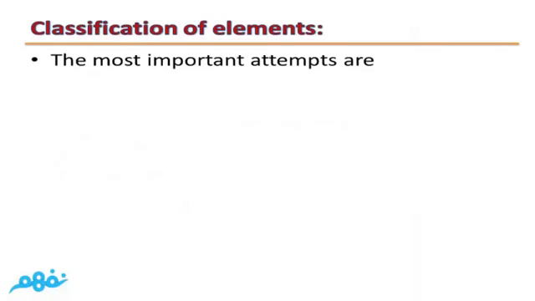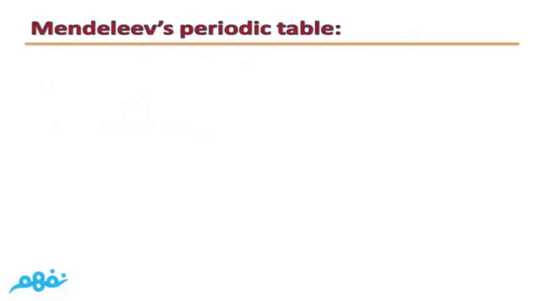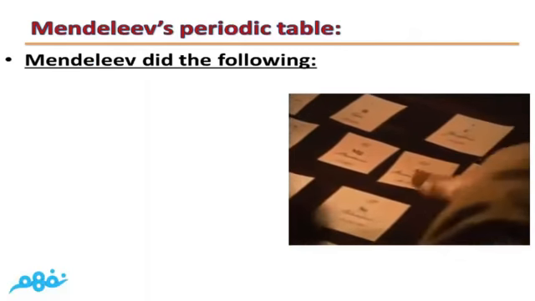The most important attempts that we will study in this lesson are Mendeleev's periodic table, Moseley's periodic table, and finally the modern periodic table. We will start with Mendeleev's periodic table. Mendeleev did the following.